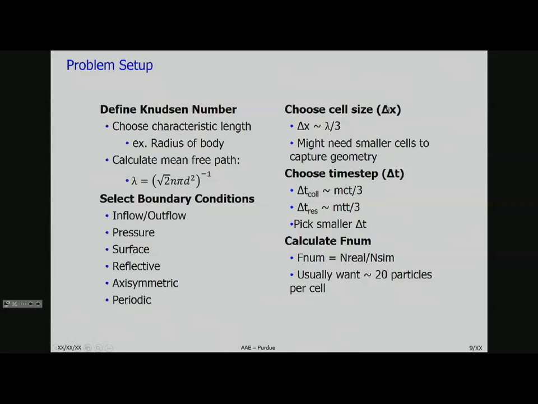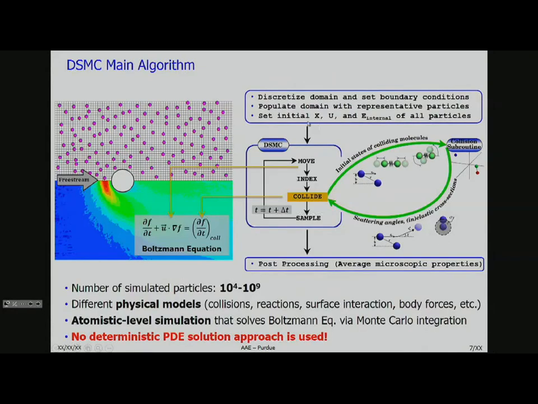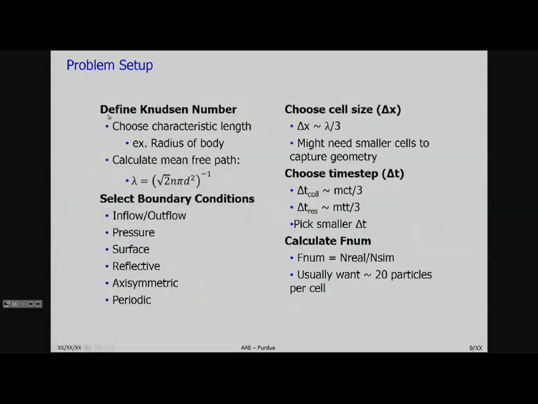Next, we need to choose the cell size. So, if we go back to this one, how big should your cells be? First, the DSMC requirement is that your cell size should be about your mean free path divided by 3. The reason is that with DSMC, when you have particles colliding, there's some random sampling going on. So you choose your first particle, and you choose your second one, and it's all within your cell.